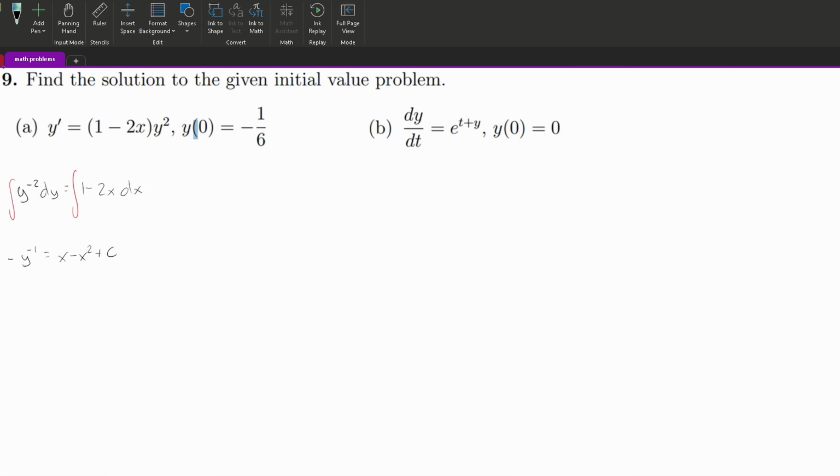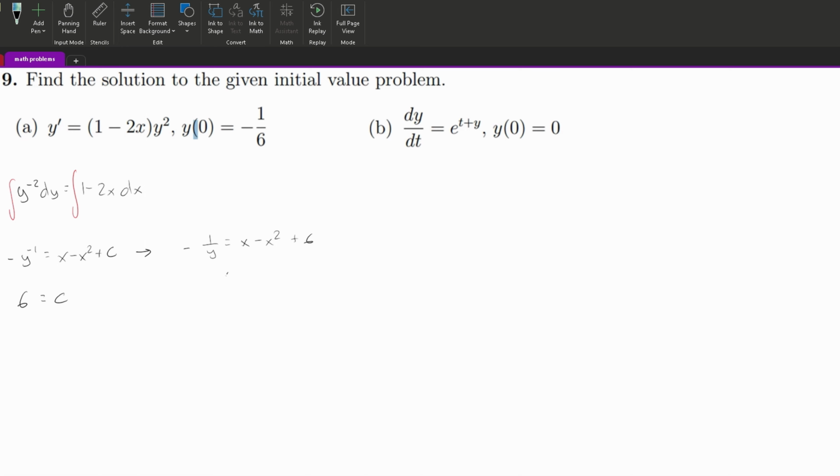So if we plug in a negative 1/6 for our y, with this negative 1 on top, we're going to be flipping it over. So this is going to be a 6, and this is going to be equal to, our x's are zeros, so c is just 6. Plugging this in and rewriting this a little bit slower just so we don't make a mistake, we have negative 1 over y is equal to x minus x squared plus 6.